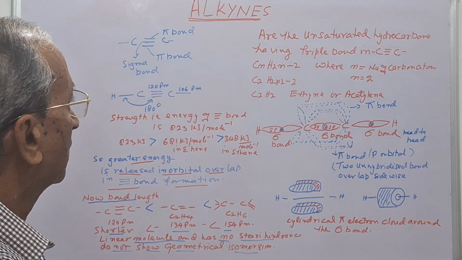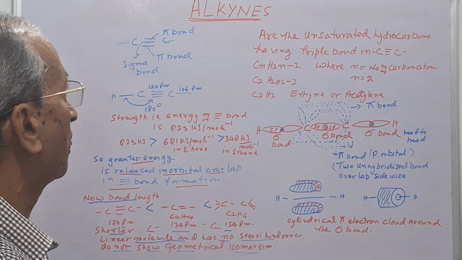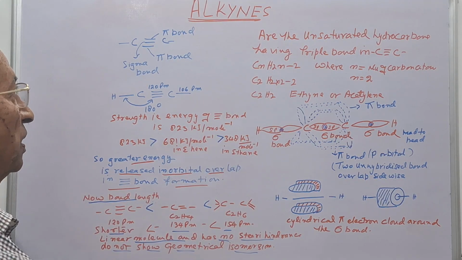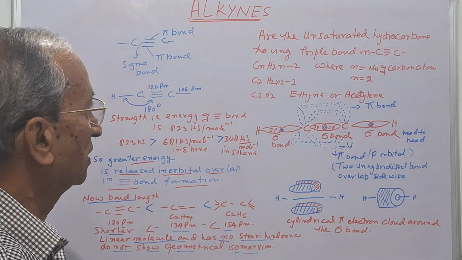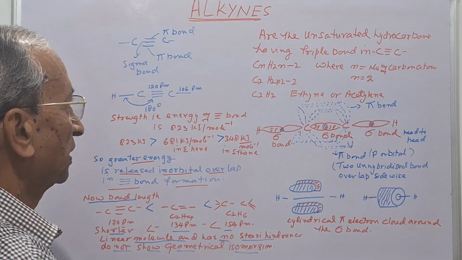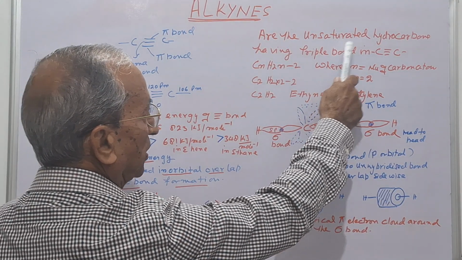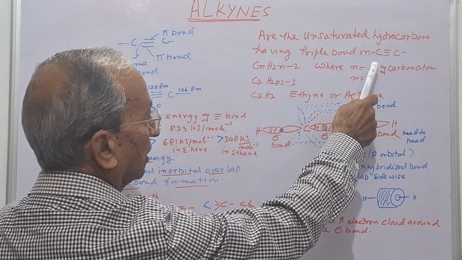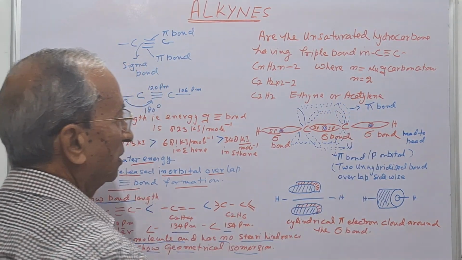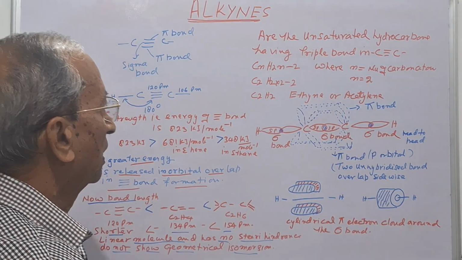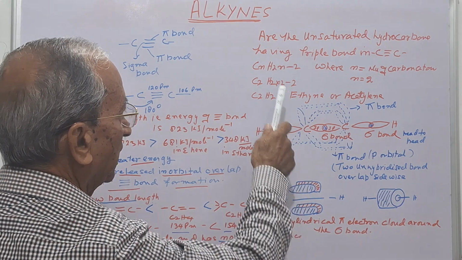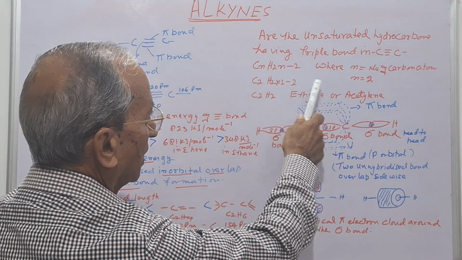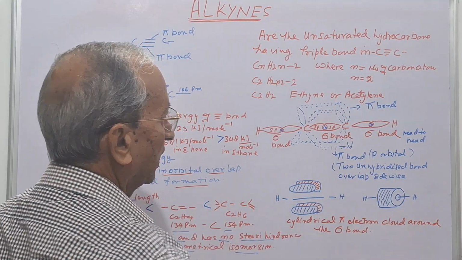Today I will take a new topic of alkynes. You see, alkynes are the unsaturated hydrocarbons having a triple bond between carbon and carbon, and whose general formula is CnH2n minus 2, where n is the number of carbon atoms.